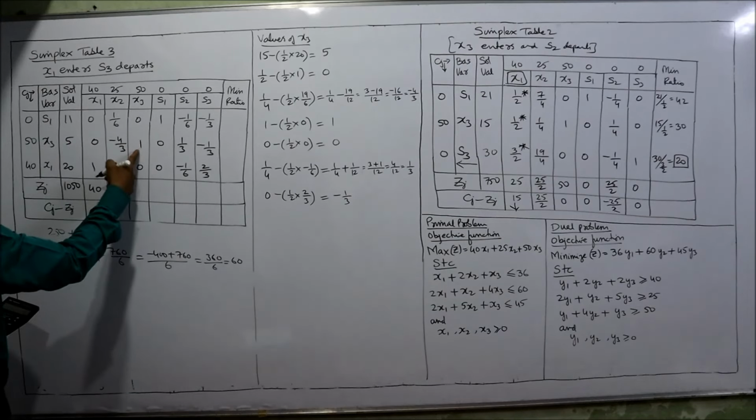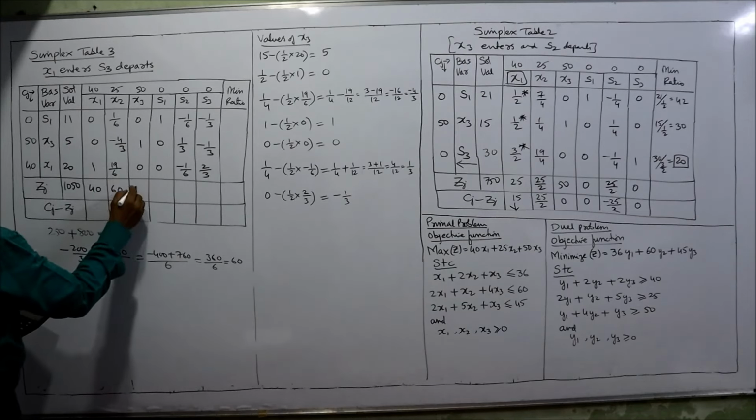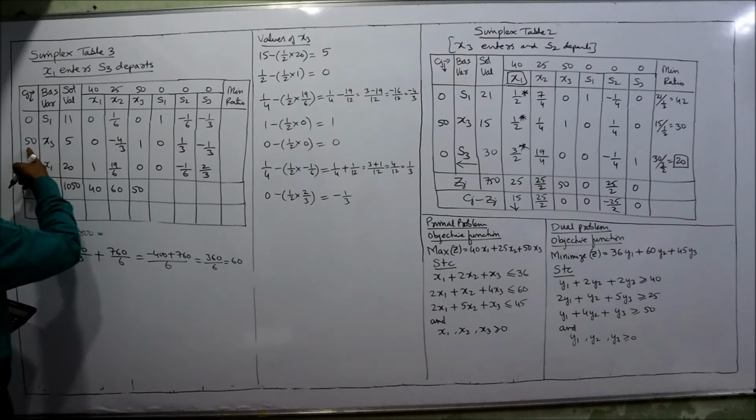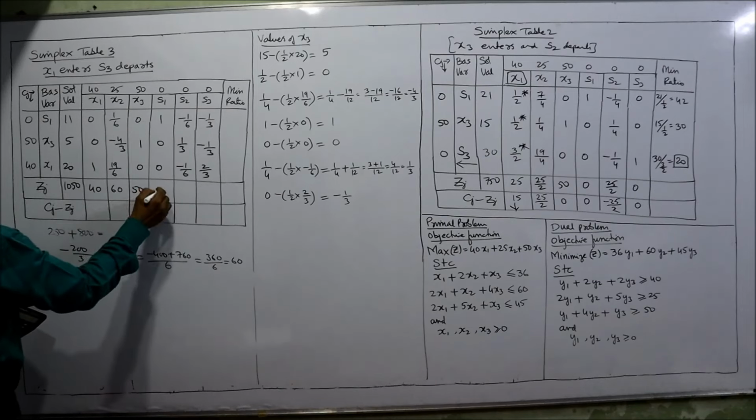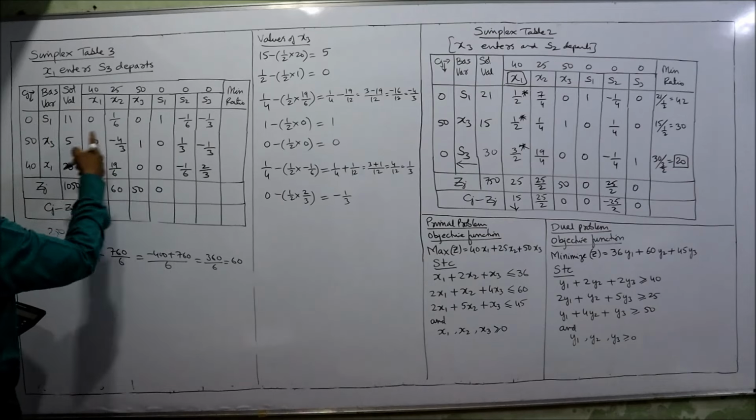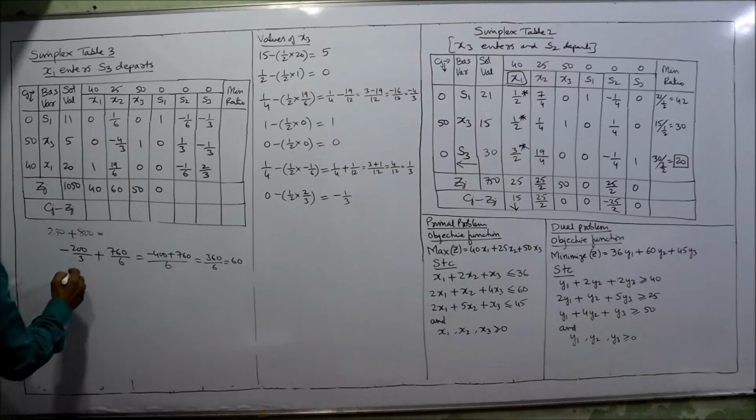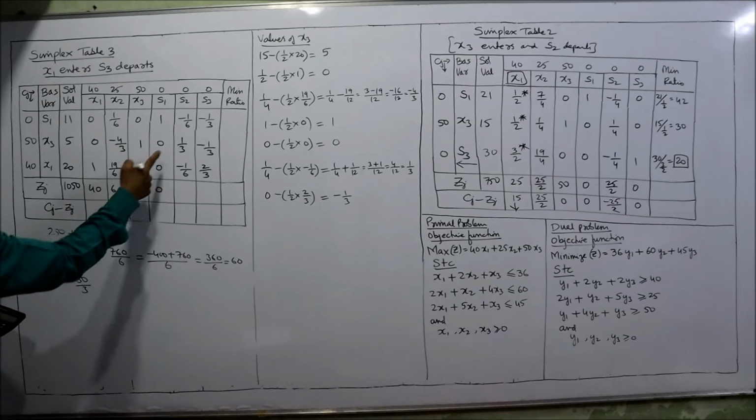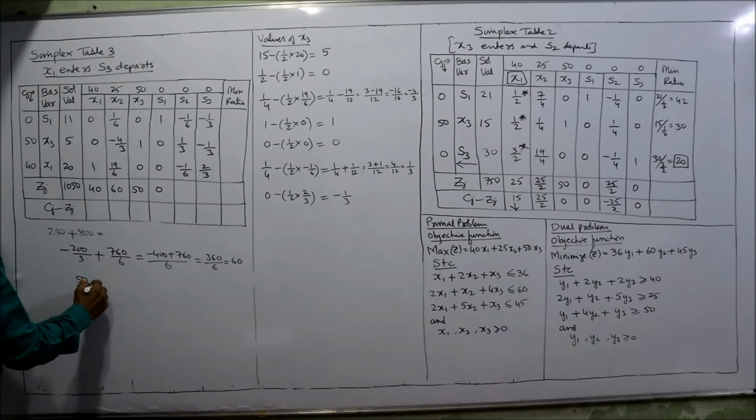Then 0. 50 into 1 is 50. 40 into 0 is 0. So remains 50. 0 into 1, 0. 50 into 0, 0. 40 into 0, 0. 0 into minus 6 is 0. 50 into 1 by 3 is 50 by 3. Plus into minus will become minus.